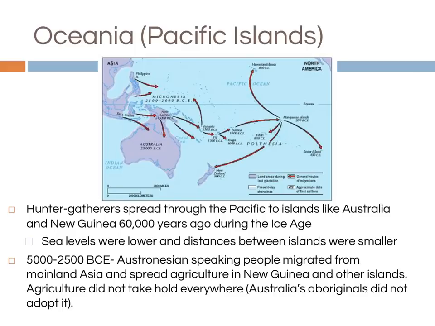Now, just like everywhere else in the world, remember, not everybody who was exposed to farming adopted farming. Some people stayed hunter-gatherers. So, for example, in Australia, the people who are referred to today as Aborigines maintained a hunter-gatherer lifestyle for a long time after that. They chose not to adopt farming. So there's definitely pluses and minuses to both systems.